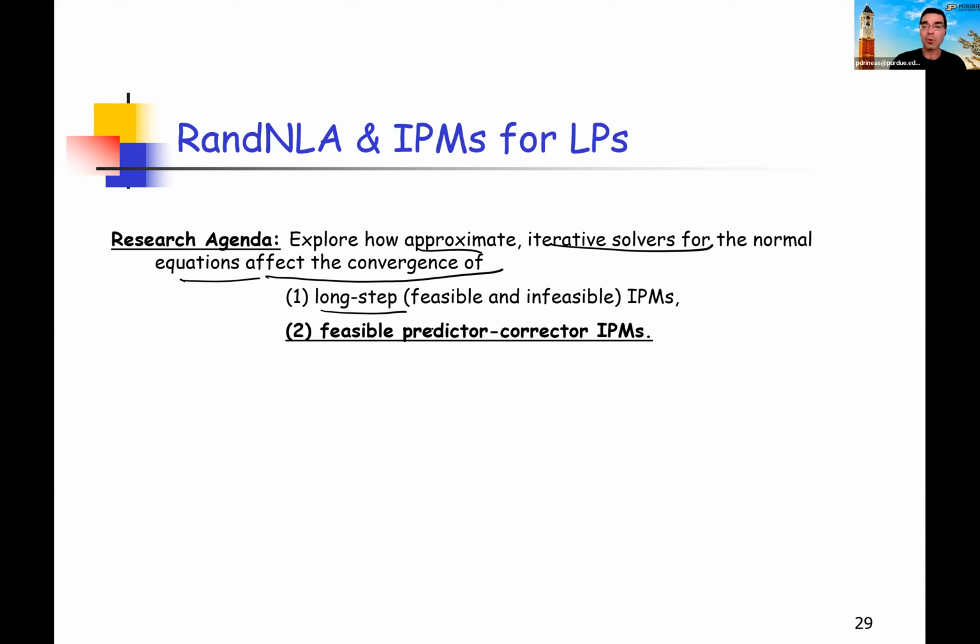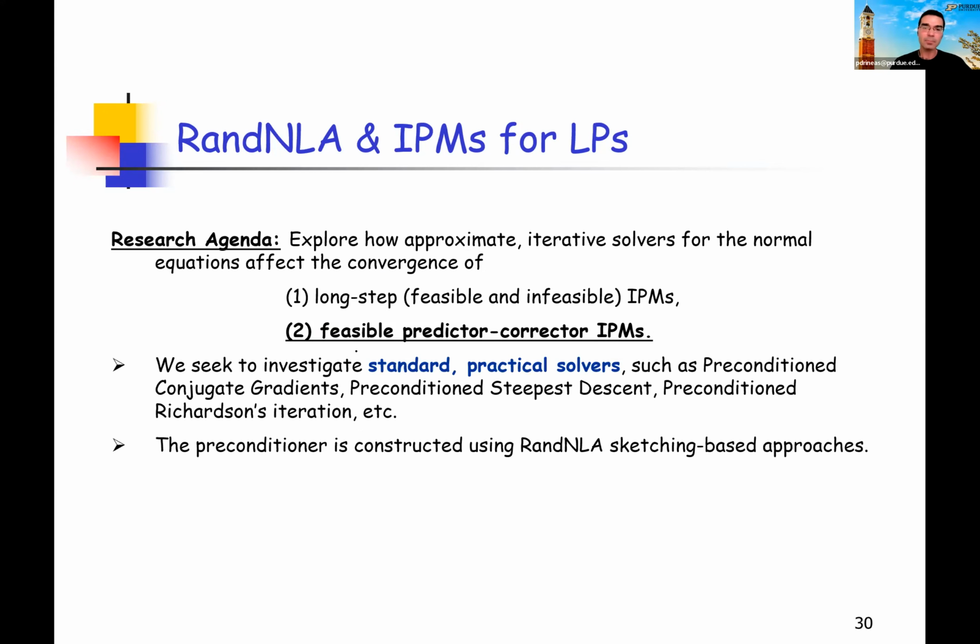We've done that for IPMs, for interior point methods, and then feasible predictor-corrector IPMs was the more interesting question. We wanted standard practical solvers, not really exotic stuff. There are some exotic techniques out there, but we wanted to understand how preconditioned conjugate gradients, preconditioned steepest descent, preconditioned Richardson, so the vanilla methods, if you will, to solve a system of linear equations, work in this context. And we're going to do the preconditioning. That's where randomized linear algebra comes in, using a sketching-based approach.